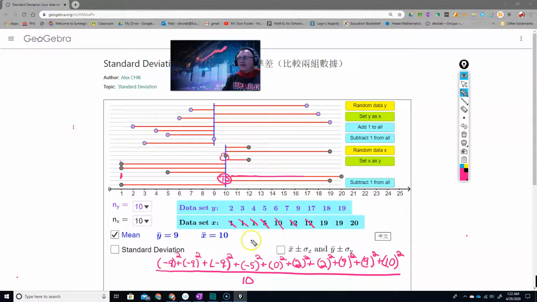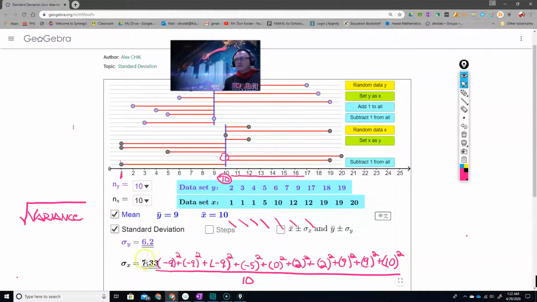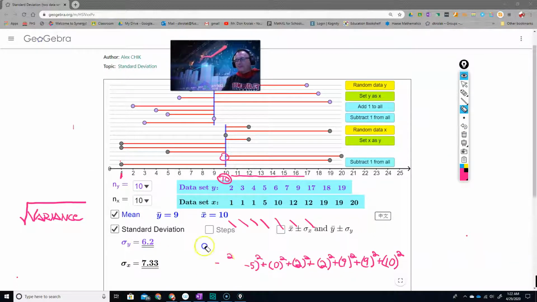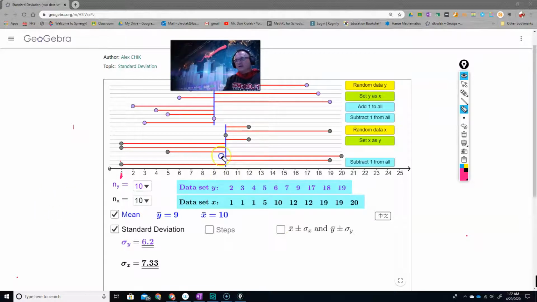Now, when you do that, that calculates the variance. That's what the variance is. To get the standard deviation here, all you do is take the variance and take its square root. So when I click on standard deviation, that's what that's telling me. That's how you calculate standard deviation. Now we'll be doing it with a calculator, otherwise it gets kind of cumbersome to do.